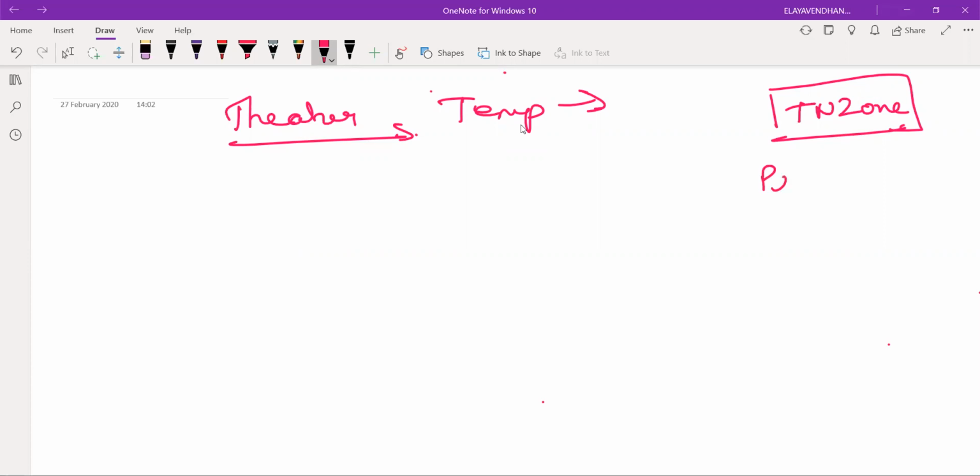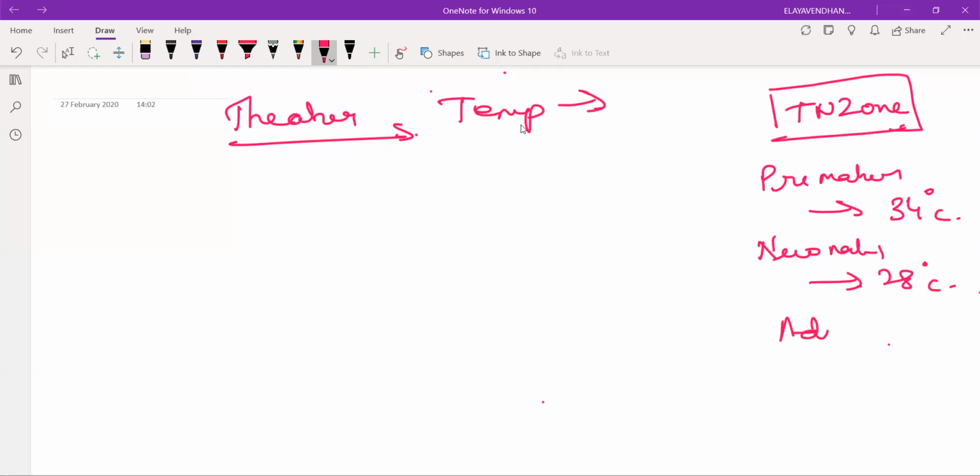So for premature kids, when you're operating on a premature unit, what is the target temperature you keep? It is going to be 34. You have to keep the theater temperature above 34 degrees. When it is a neonate, what is the temperature you target? 28 degrees. For adults, you're going to keep 22. So at these temperatures or above, their oxygen consumption is at its minimal range. So these are the thermal neutral zones you have to concentrate on when you fix the theater temperature.